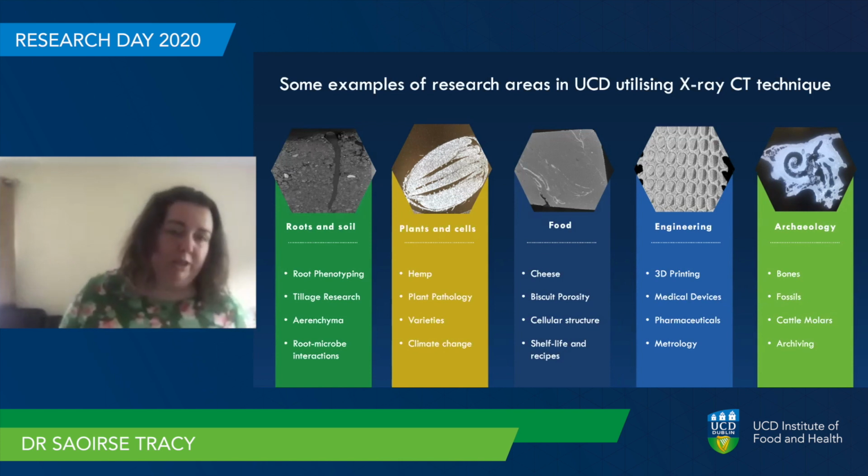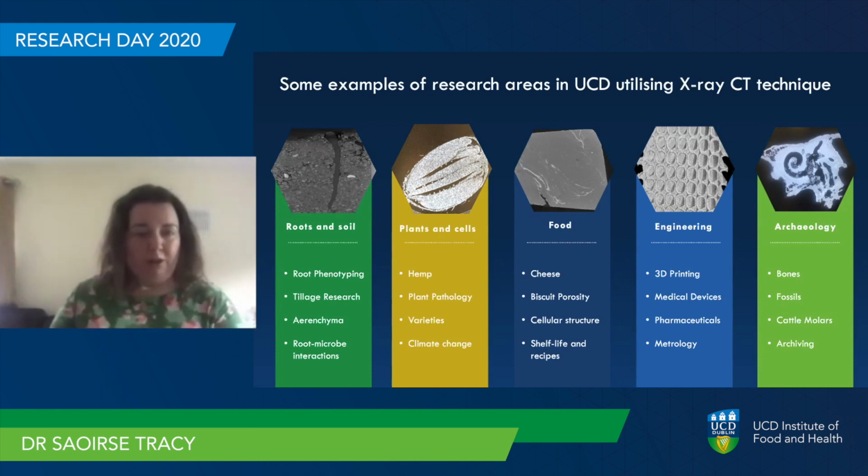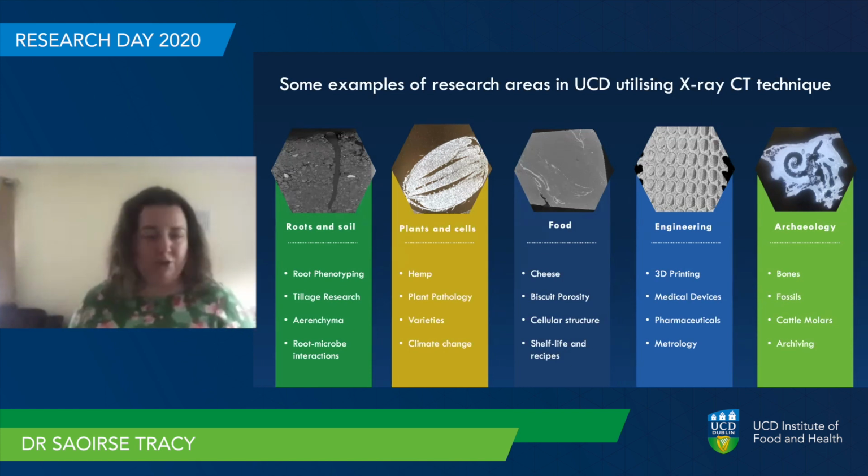That image there is actually of a clover root in some soil, and we were looking at the effect of soil compaction on nodule formation in clovers. So we scan soil and plants from, say, pasture or tillage or natural systems. So anything roots and soil I'm interested in.